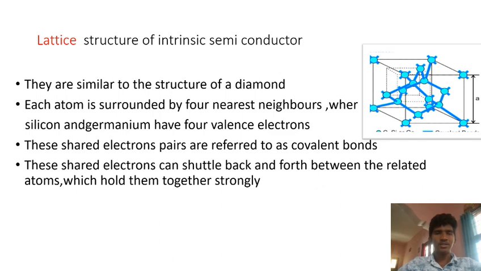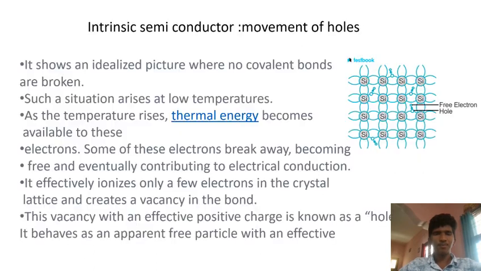What is the lattice structure of an intrinsic semiconductor? It is similar to the structure of a diamond, with each atom surrounded by four nearest neighbors. Silicon and germanium have four valence electrons, and these shared electron pairs are referred to as covalent bonds. These shared electrons can be shuttled back and forth between the related atoms, which holds them together strongly.